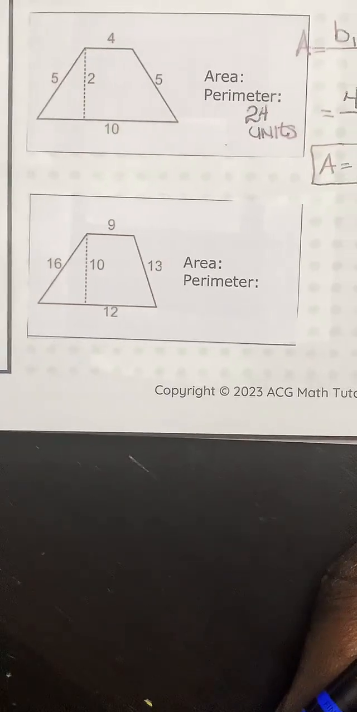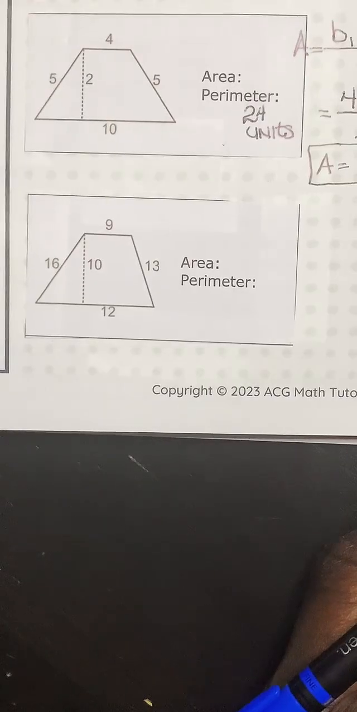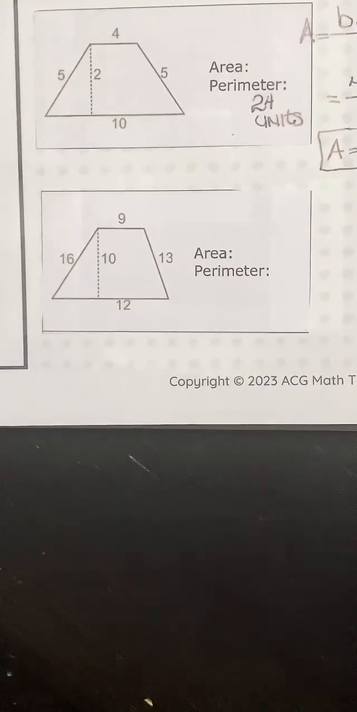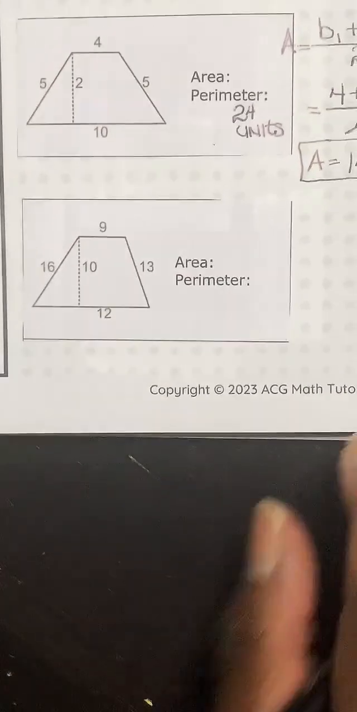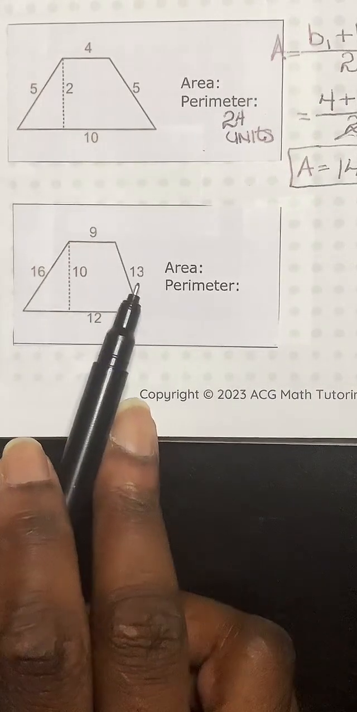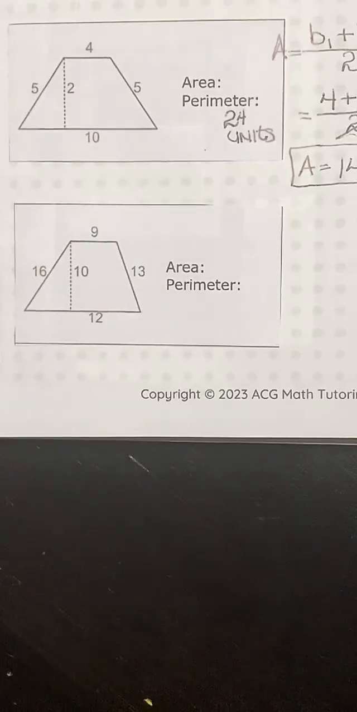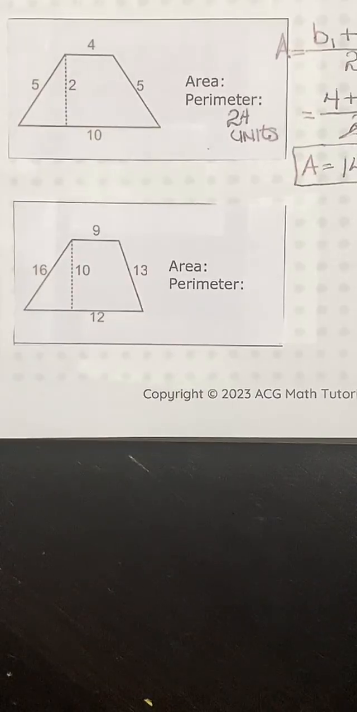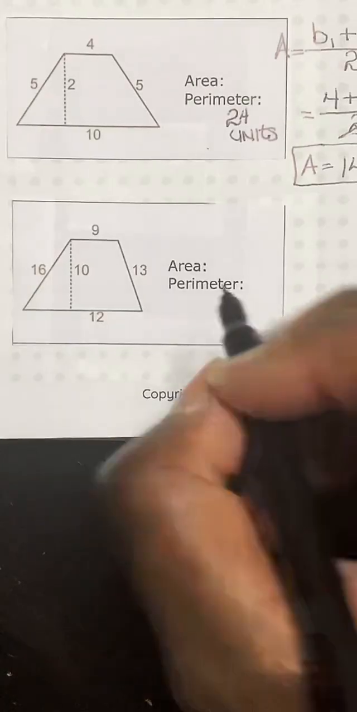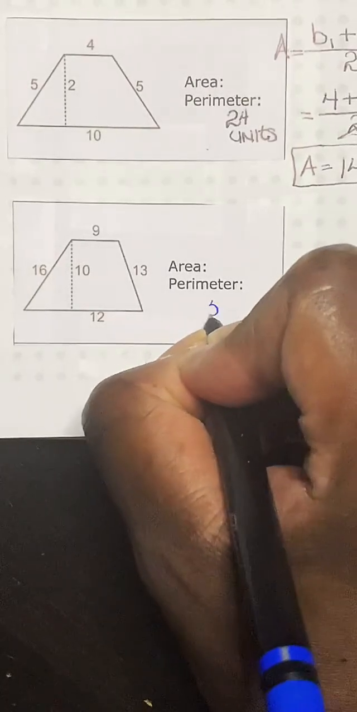All right, so I'm seeing some good answers. Slight discrepancy on a couple, just slight. So here we go. We got our perimeter. Our perimeter is 9 plus 13 plus 12 plus 16. I knew I was missing something. When you add them all up, that does give you 50.